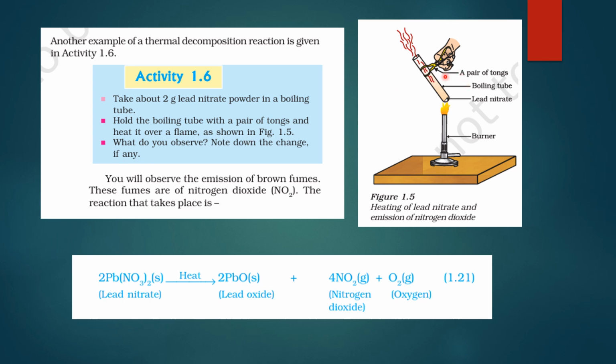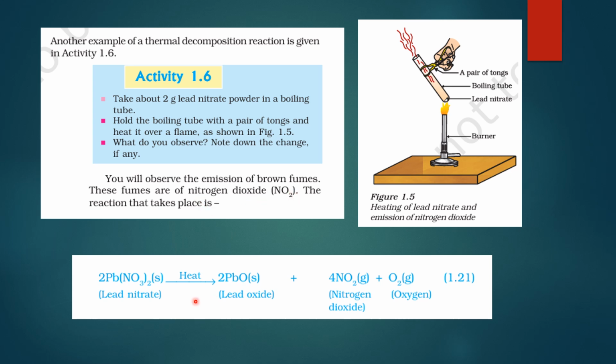In this figure you can see the boiling tube, held with a pair of tongs, and we are heating it with a burner. Now what do we observe when we heat this? We observe the emission of brown colored fumes. These fumes are released, as you can see here, brown in color, and they are nothing but nitrogen dioxide, NO2.